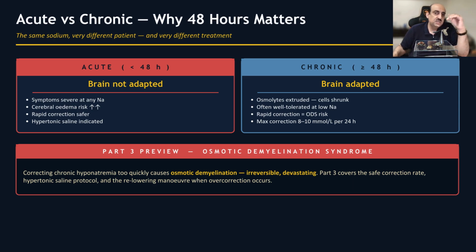Maximal correction usually in such a situation, if it's really indicated, is 8 to 10 millimoles per liter in any given 24-hour period. We will cover all this, osmotic demyelination and rapid correction versus slow correction, in our part 3. However, please follow your local protocols and local guidelines, and individualize each patient according to the clinical presentation and confirmation of investigations. This guidance is only for educational purposes, not a definitive treatment for patients with hyponatremia.